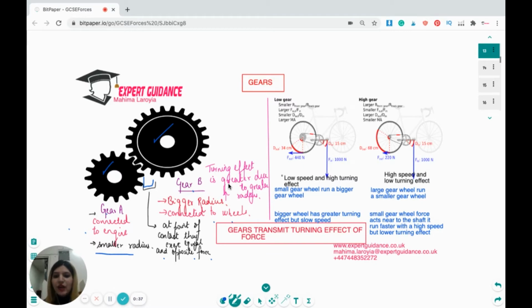Now, gears are of two types, the low gear and a high gear. The low gear has a low speed but a high turning effect, whereas high gear has a high speed and low turning effect.